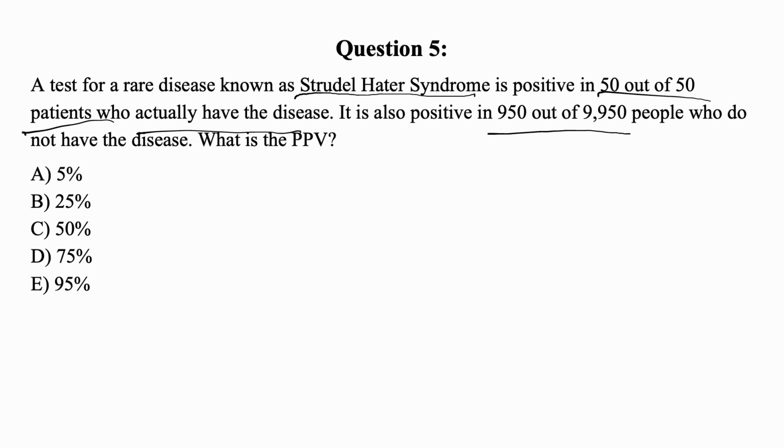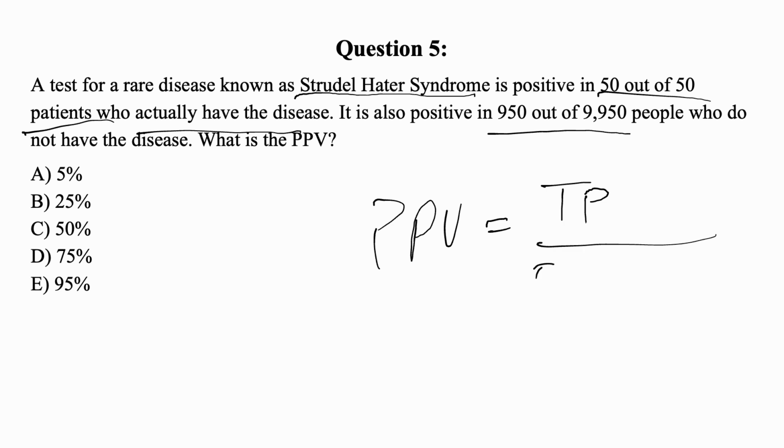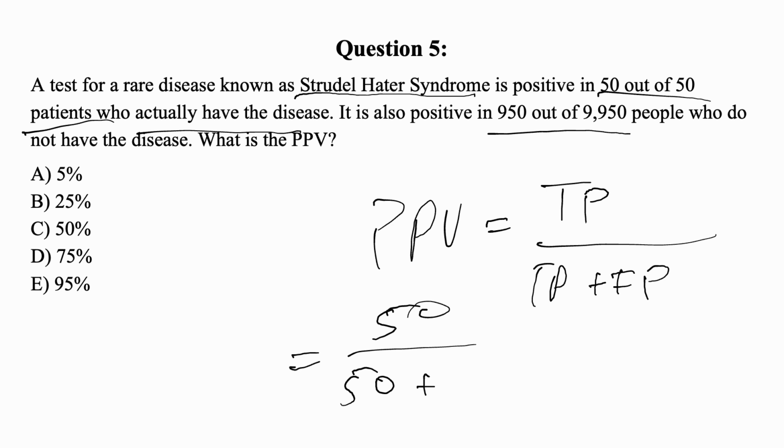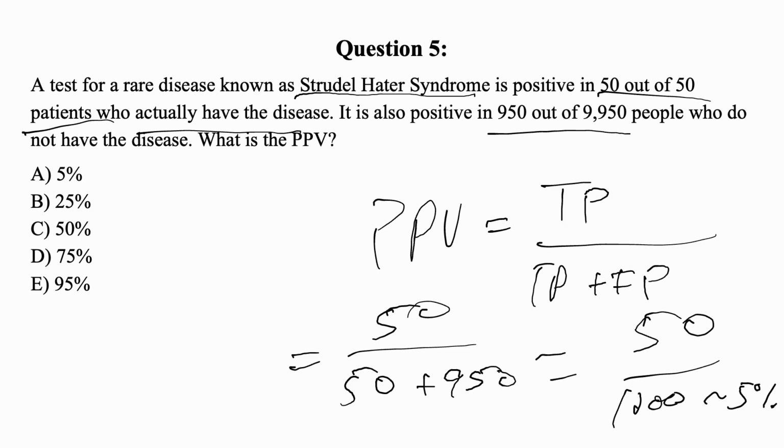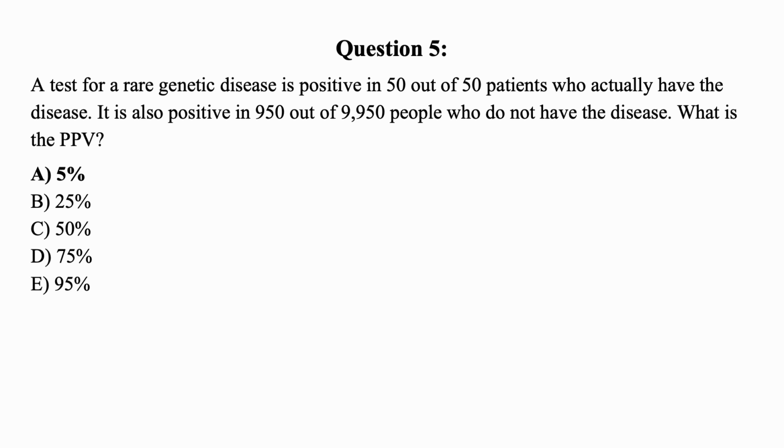So we can do this one without even making a 2x2 table, because we know positive predictive value is the likelihood that a positive test means you actually will be positive. So that'll be your true positives over all positives in the population. And we know that there are 50 true positives. Oh, this is why I made it this way. Plus 950 false positives. So that means it's 50 over 1,000, which is like 5%. So it's A, 5%.